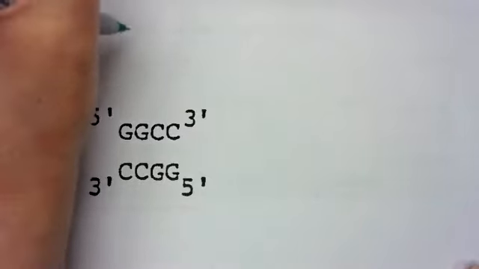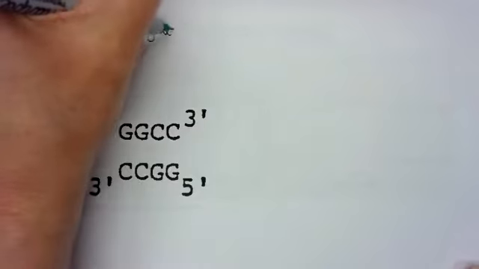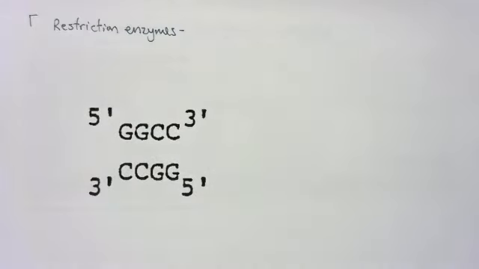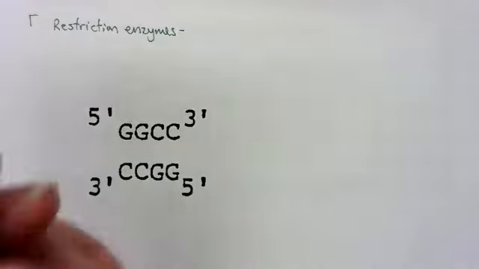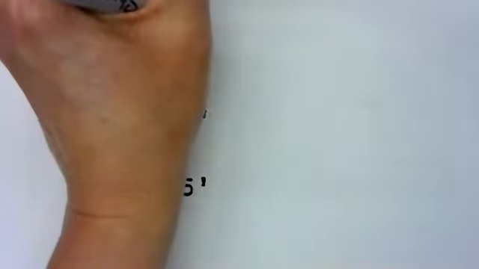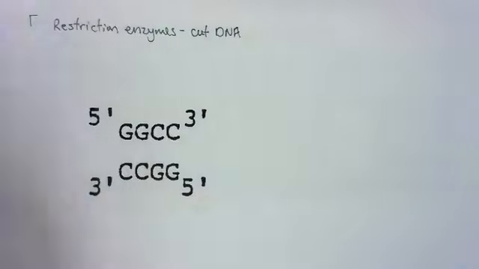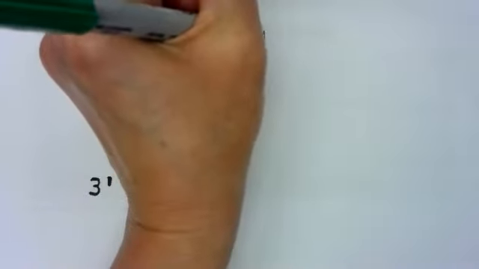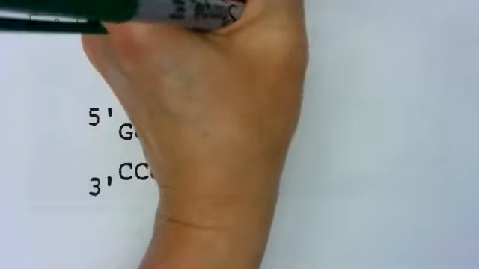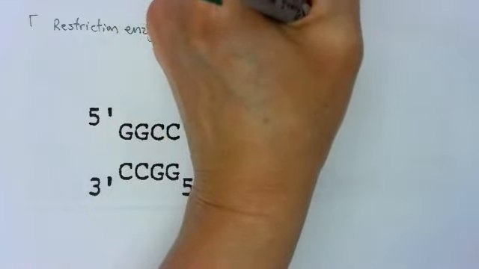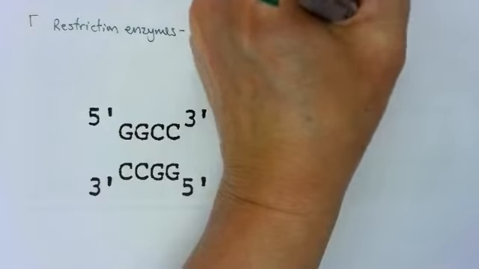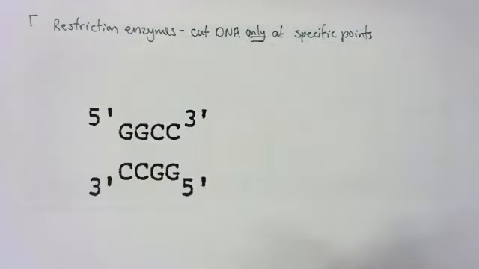Okay, so we have said before in the past, we define an enzyme as a protein. So we know that enzymes are proteins, and these are proteins that have a specific job. A restriction enzyme will cut DNA only at specific points. So restriction enzymes will cut DNA only at specific points.